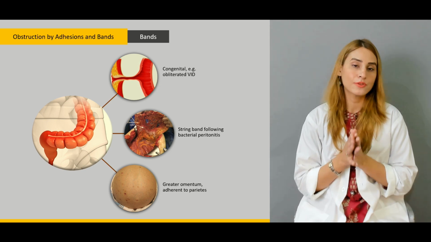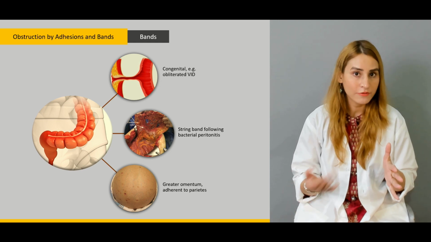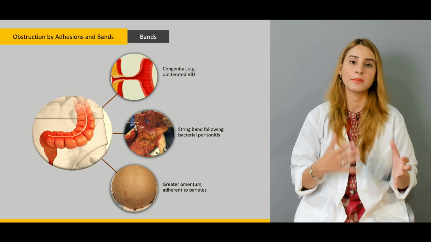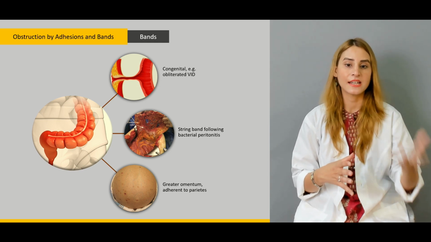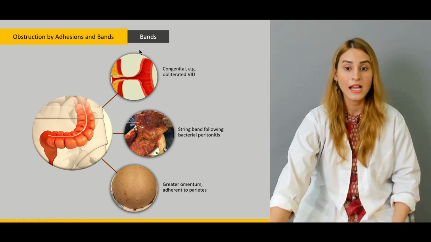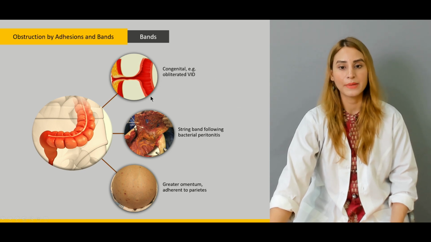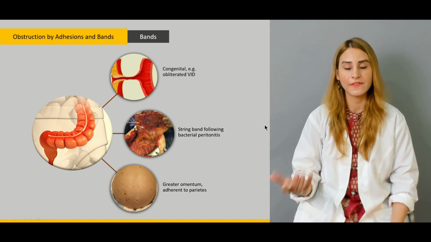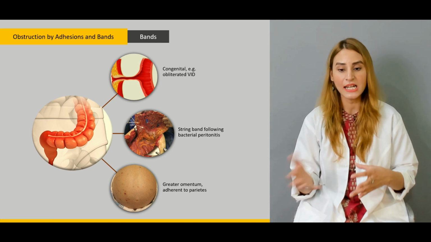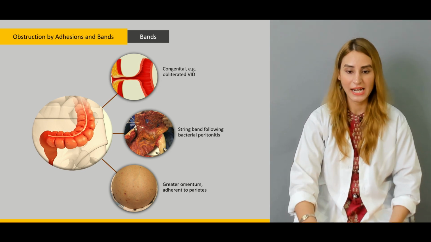So if we talk about the bands, there can be congenital band formation and acquired band formation. Acquired involves different kinds of inflammatory processes, particularly bacterial peritonitis, and in the case of the congenital, there can be an obliterated vitello-intestinal duct. VID stands for vitello-intestinal duct. So in congenital band formation, there can be an obliterated vitello-intestinal duct, a band following bacterial peritonitis, or the greater omentum being adherent to the parietes.